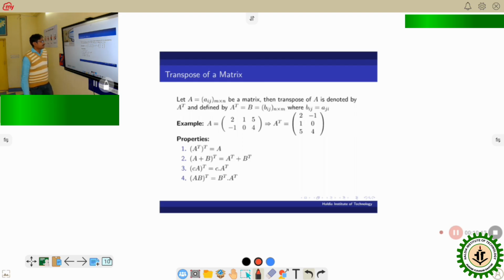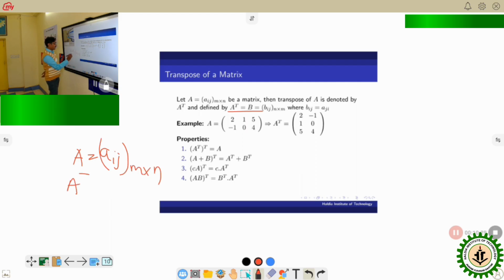Now, transpose of a matrix. Transpose of a matrix is defined by this. Suppose A is any matrix, A equals Aij, of order m cross n, then A transpose is denoted by AT and defined by Aji. Just rows are replaced by columns and columns replaced by rows. That is n cross m.